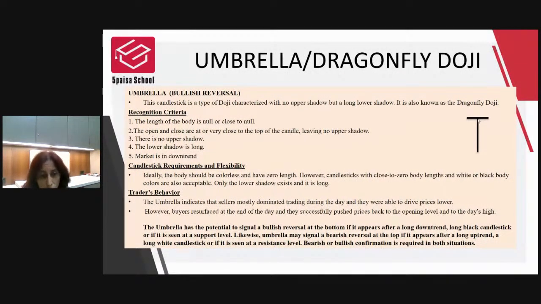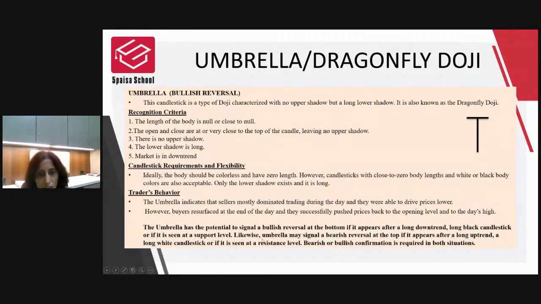At the same time, also remember that the umbrella can signal a bearish reversal at the top if it appears after a long uptrend. So you have to be very careful at this. The umbrella has the potential to signal a bullish reversal at the bottom if it appears after a long downtrend, a long black stick, or you can say a red candlestick, or if it is seen at a support.